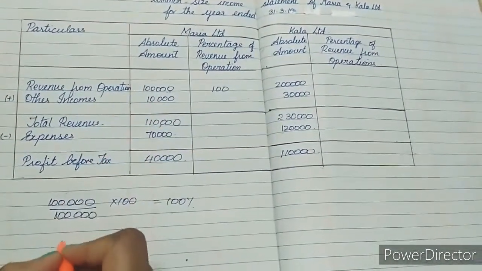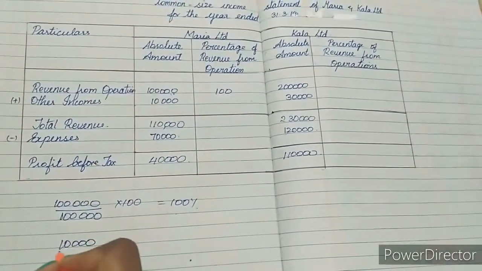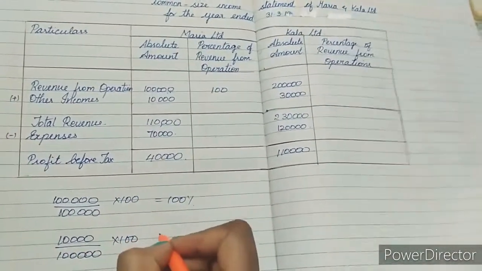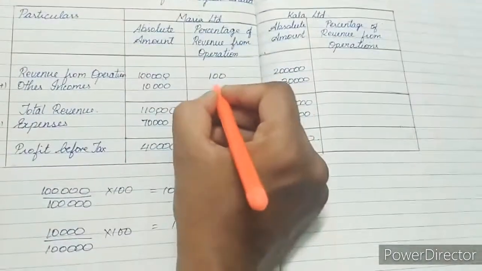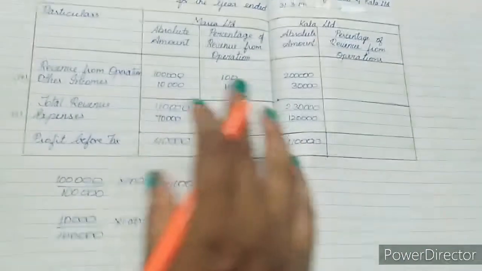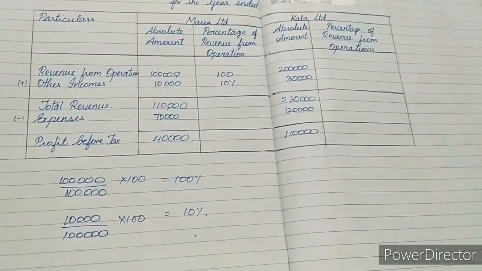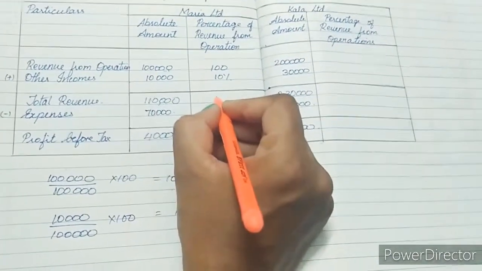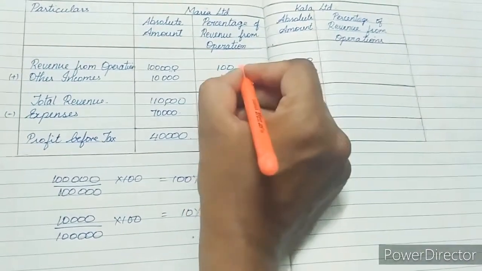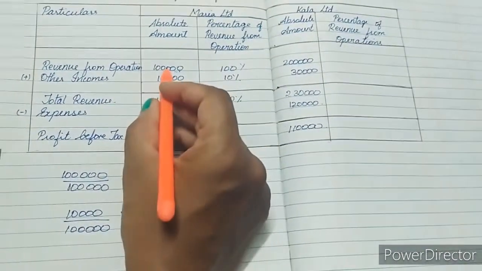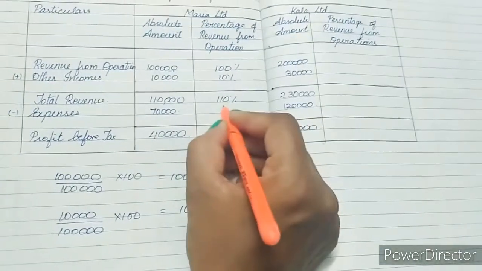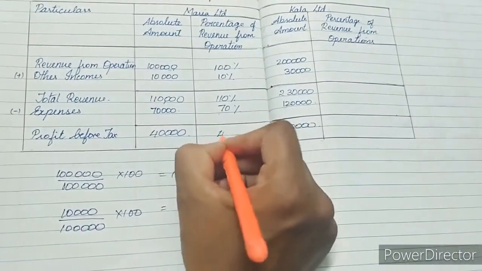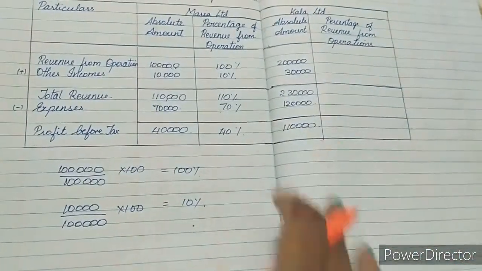Now for other incomes, it is going to be 10,000 divided by 1 lakh revenue from operation into 100, so my percentage will be 10%. I am doing it for Maria alone first and then we can go in for Kala. Next, 1,10,000 divided by 1 lakh into 100, so it will be 110%. Next, 70,000 divided by revenue from operation 1 lakh, so it's going to be 70%. Lastly, 40,000 divided by 1 lakh into 100 is 40%. So this is how you are going to calculate for Maria.